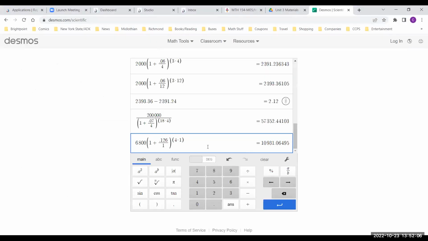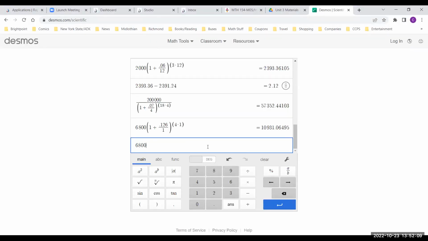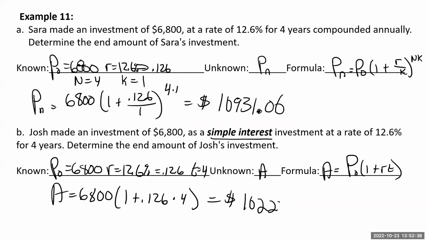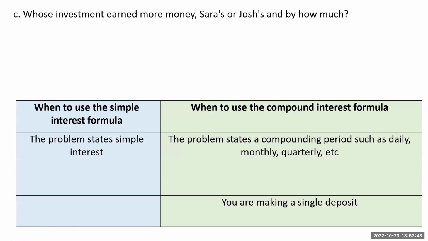You probably have some opinion on who's going to have more, Josh versus Sarah. Let's do the math, guys. And it looks like we got a little typo in the formula. How about that? Let's try this plus. Okay, so it looks like Josh has $10,227.20.